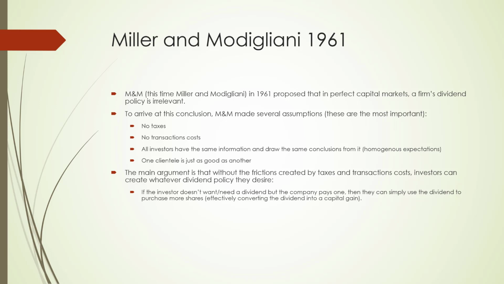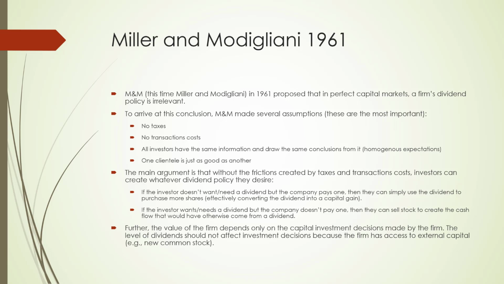So if the company pays a dividend of $100, that entire $100 can be put right back into the company. Now, if the investor wants a dividend, but the company doesn't pay one, and there are many companies that don't pay dividends, then what they can do is sell some stock to create the cash flow that otherwise would have come from a dividend. So effectively, as long as there's no taxes and transactions costs to eat away at these cash flows, the investor can create whatever dividend policy they want, and therefore dividend policy is irrelevant.